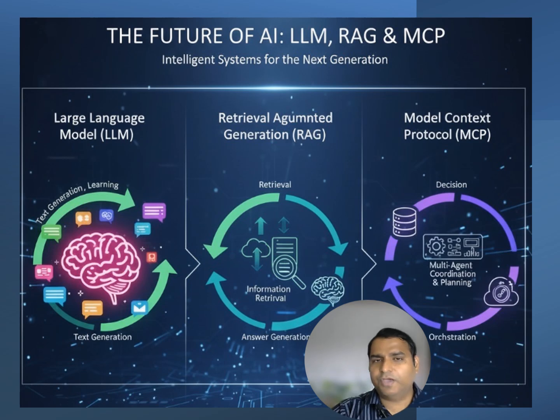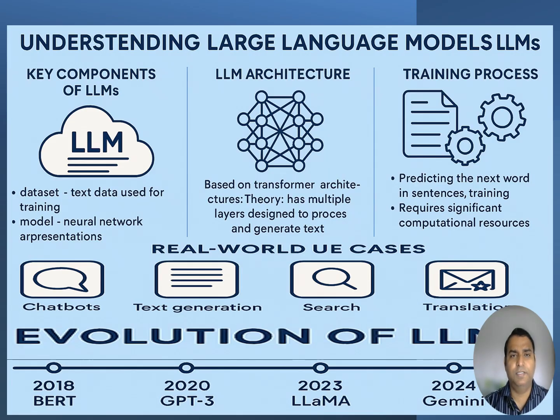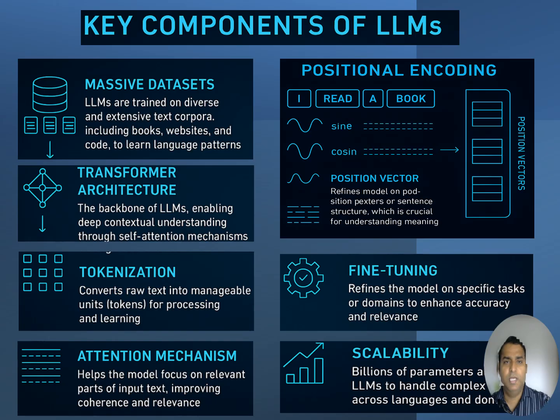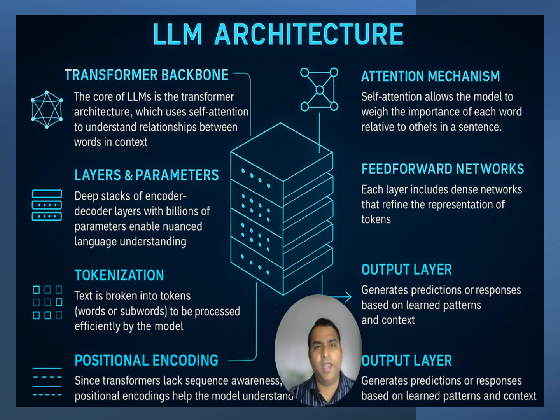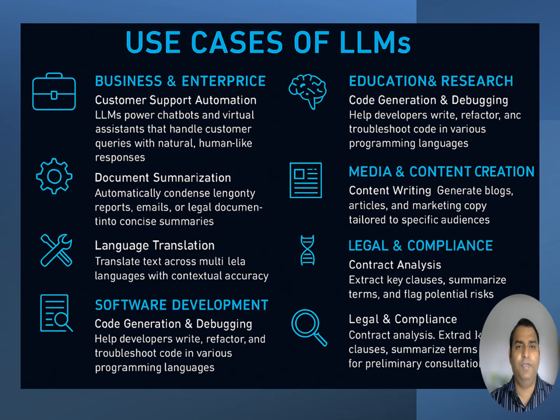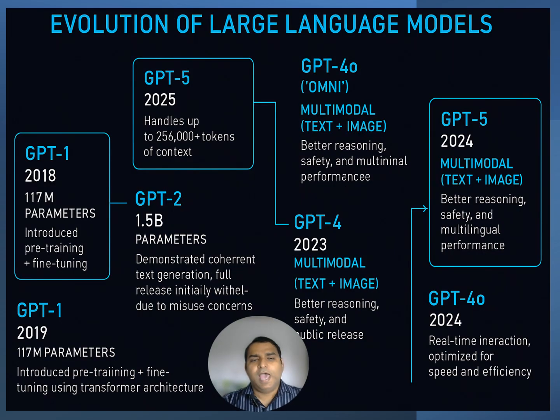Today, we are kicking off the second part of our three-part series focused on building robust AI systems using RAG. Let's quickly recap the first part, which was based on LLM, where we discussed the key components of large language models, their architectures, and their training process. Then we discussed use cases of LLMs, and lastly how LLMs have evolved from GPT-1 to GPT-5. So we have seen the entire journey.